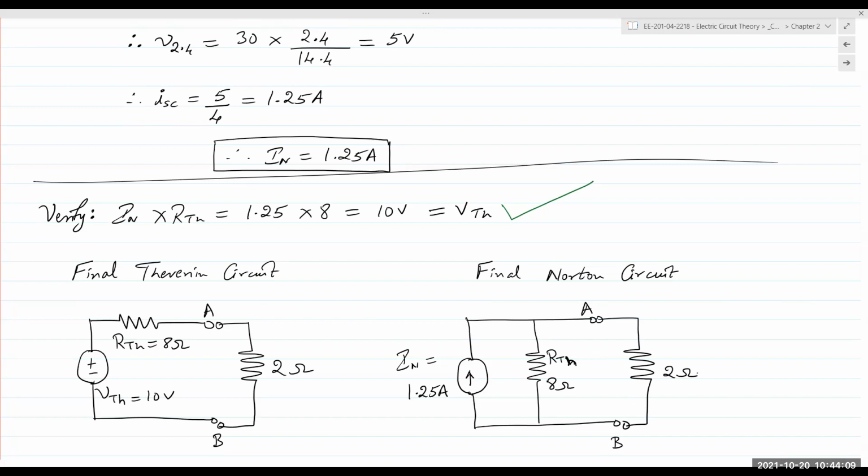But now, if I asked you to apply voltage division and find the voltage across 2 ohms, or if I asked you to apply current division and find the current with 2 ohms, you can easily do so. If I change that 2 ohms to 4 ohms, 40 ohms, 400 ohms, 568 ohms, it doesn't really matter what value this resistor takes, you would still be able to find it in one step. And that's the beauty of Thevenin and Norton equivalent circuits.